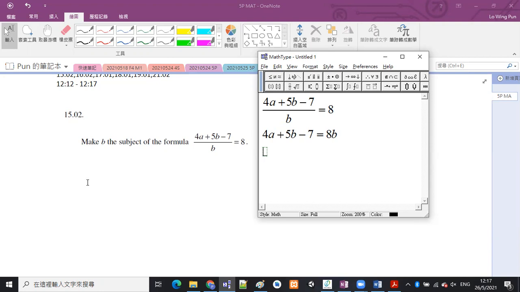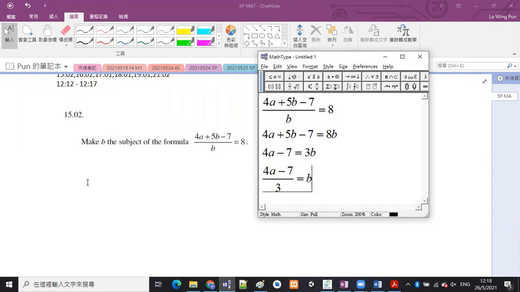So I'm going to move the 5B to the right-hand side. That is to subtract this to the right-hand side, keeping the 4A minus 7 on the left. And then 8B minus 5B becomes 3B. And the B is now multiplied by 3. So I need to divide the 3 to the opposite side, like this. Okay? Basically, B is alone on one side, and the other side has no B.